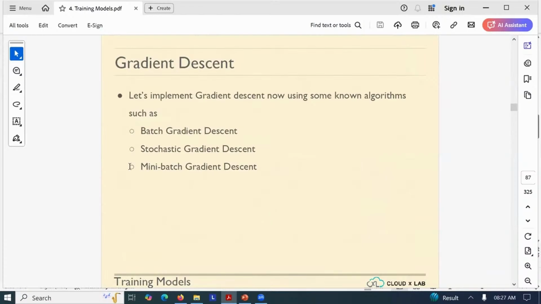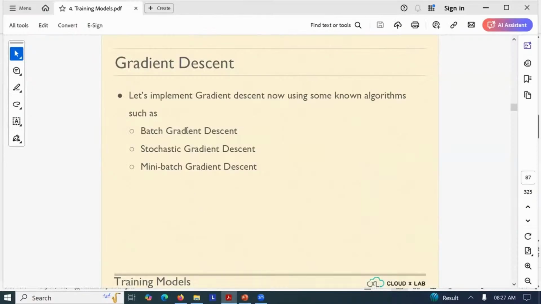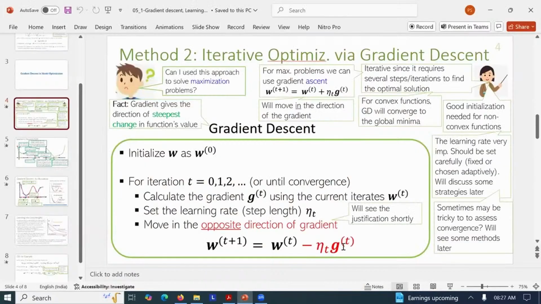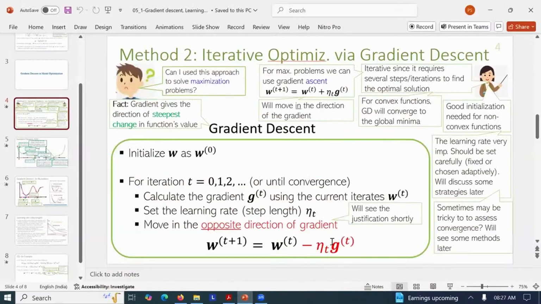Yes. So we can have three variants of gradient descent: batch, stochastic, and mini batch, right? If we are calculating GT using complete data, then it is batch gradient descent. If we are calculating GT only using a single data point, then it is stochastic gradient descent. And for mini batch gradient descent, we will compute this GT using a subset of training data, right?